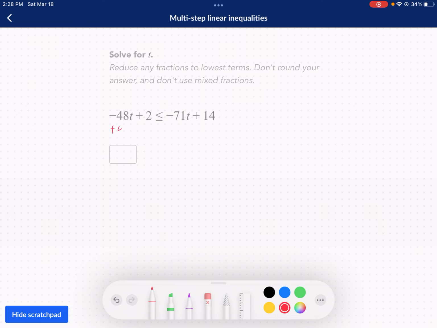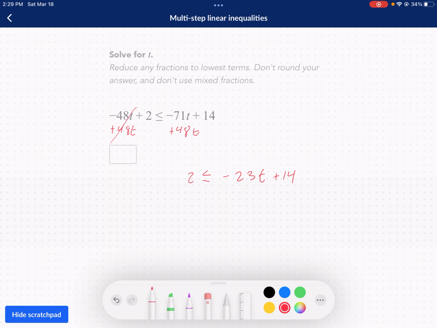Okay, so actually I'm going to add 48 to both sides, 48t. This is not always the most efficient way to do it, but I just want to do this for this reason, just in case we don't get a problem where I need to divide. So I have 2 is less than or equal to negative 23t plus 14.